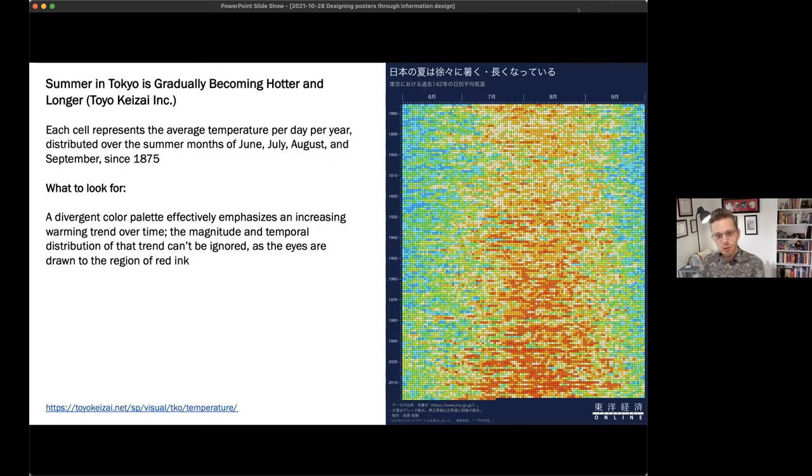Here's another example. This is a visualization that shows changes in average temperature per day per year in the city of Tokyo. And this visualization uses color in a very dramatic way. Specifically, it uses a diverging color palette to emphasize an increasing warming trend over time. And that warming trend is represented through these bright reds and bright yellows. Those bright reds and yellows can't be ignored when we're looking at this visualization, because they really pop out against the other pole of the color palette, those lighter and cooler greens and blues. So here, again, color is being used to tell the reader, what should I focus on in this visualization?